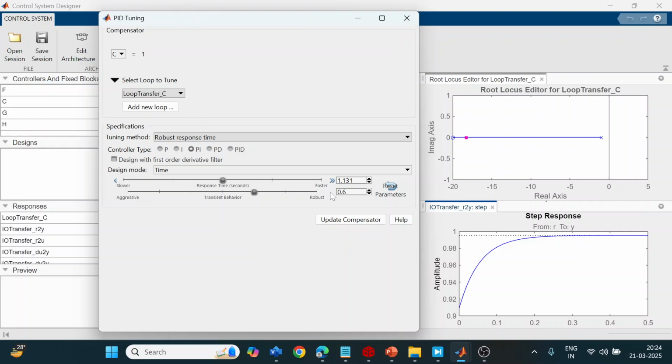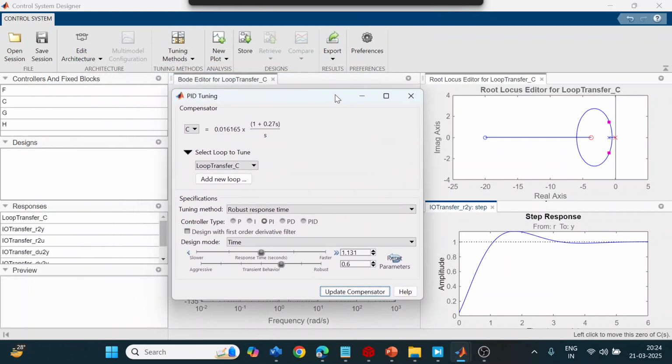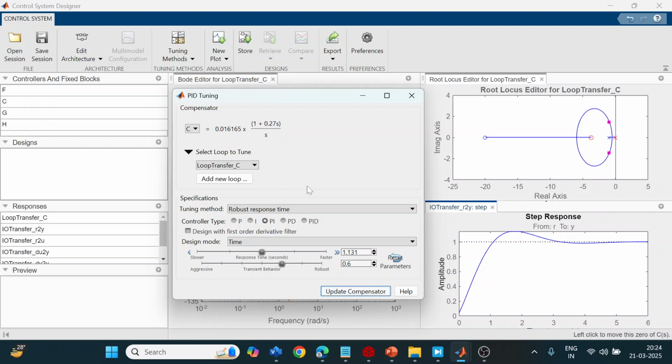Choose everything, update the compensator, and it gives you the values of KP and KI. Everything will change accordingly based on your system dynamics. You can see that when I click PI and set some values, it directly gives the compensator KP plus KI by S. You can see this is the gain and this is KP plus KI by S.